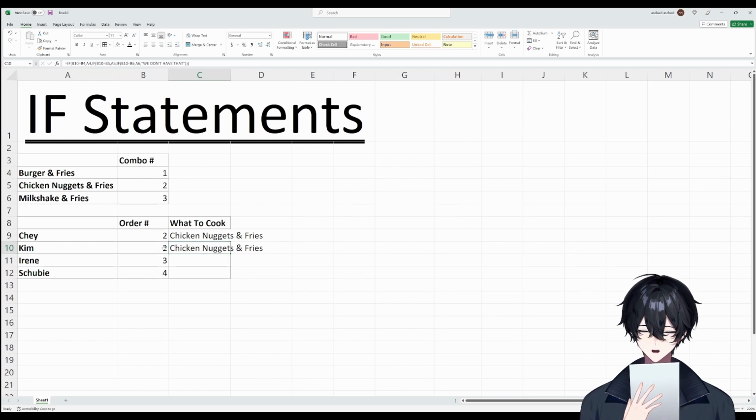So in this case, they ordered chicken nuggets and fries because they had a number 2 here. If we made that a 3, they would get milkshakes and fries. If we made that a 1, they would get burgers and fries. And if they had 4, we don't have that.